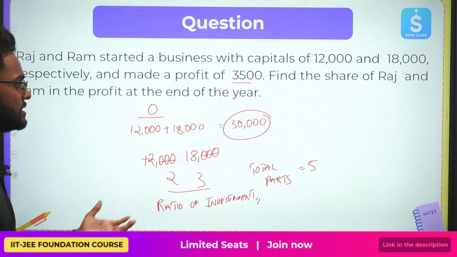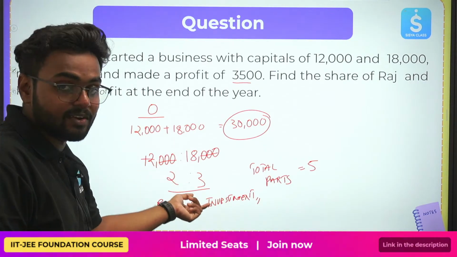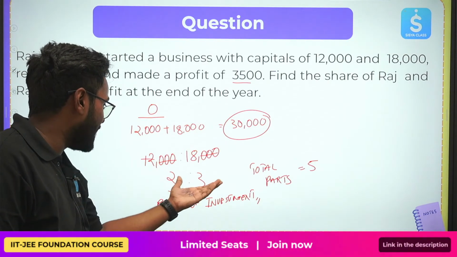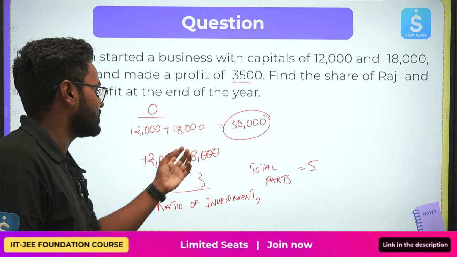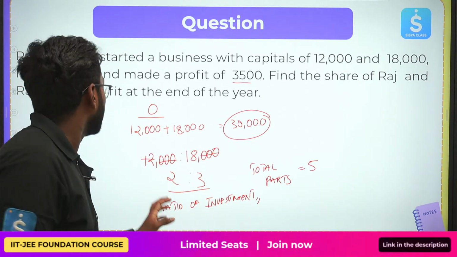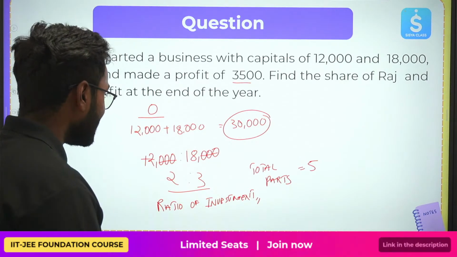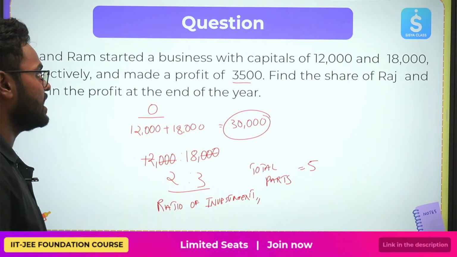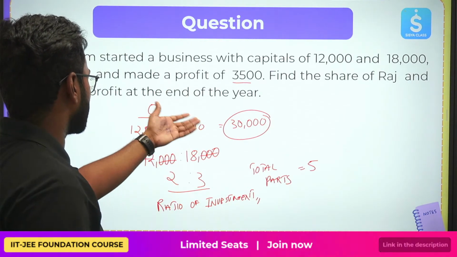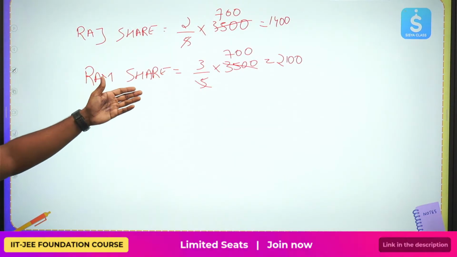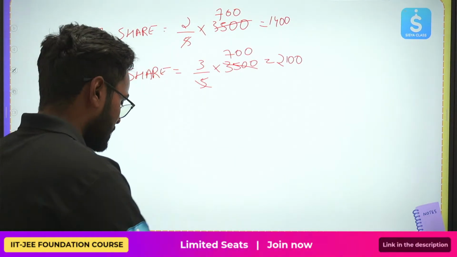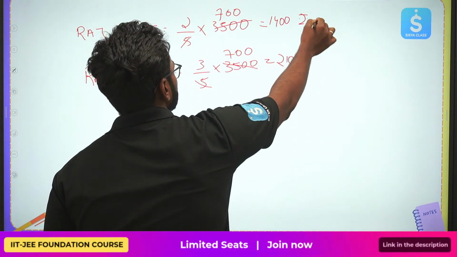We have found out the ratio in which they have invested, and we calculated the total parts, which is 5 parts. Out of 5 parts, Raj has invested 2 parts and Ram has invested 3 parts. So the profit they have earned is 3,500, and we have divided it into 2 and 3 parts, which is 1,400 rupees and 2,100 rupees.